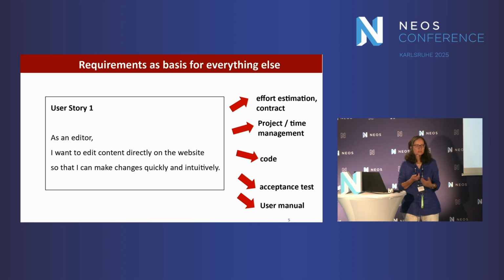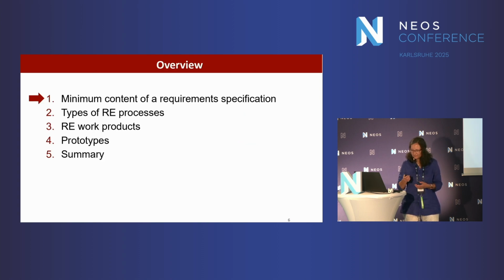If you know how much time it takes, you can have a good expectation what you can do in 1 week. So finally, it should also be the basis, of course, of the code you write and of test cases and of user manuals, etc. So if you have really good requirements, then you have good basis for the rest, and you don't need to reinvent the system for testing or whatever. So that's the motivation for requirements.